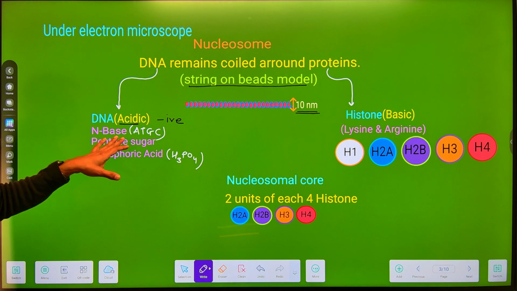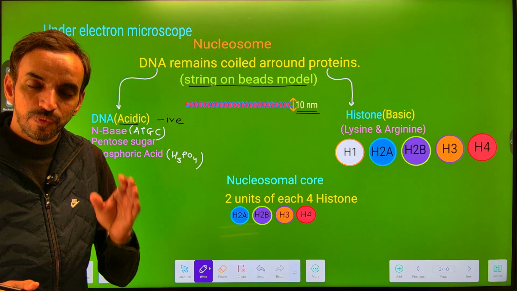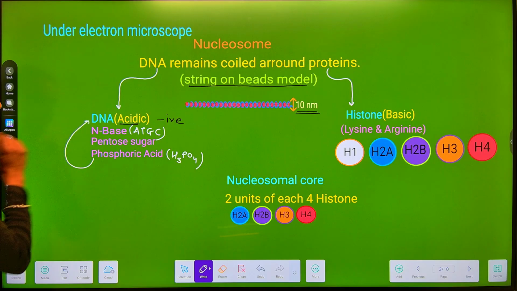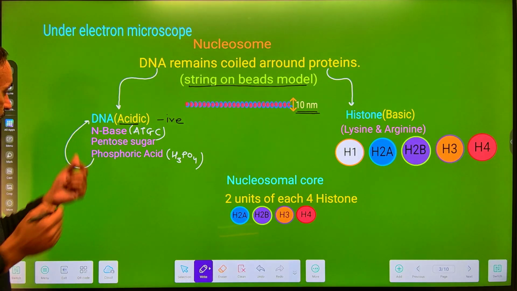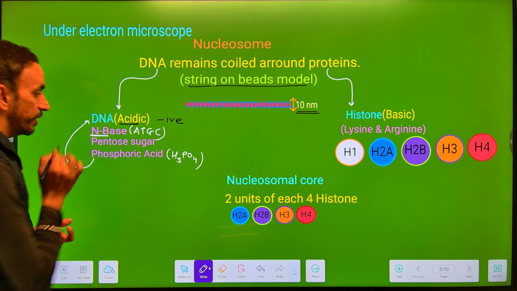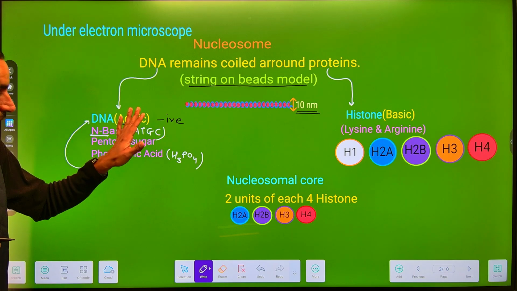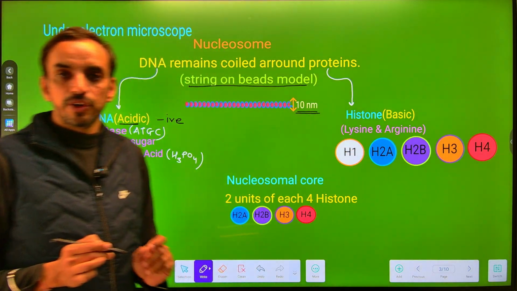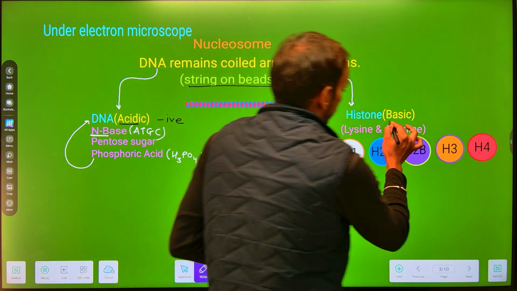The DNA contains nitrogenous bases, but still it is acidic in nature. Why? Because the acidity provided by the phosphoric acid is far higher than the basicity provided by these nitrogenous bases. That's why the DNA is acidic in nature, having the negative charge. The second component of this nucleosome is the histone. Now the histones are basic proteins.